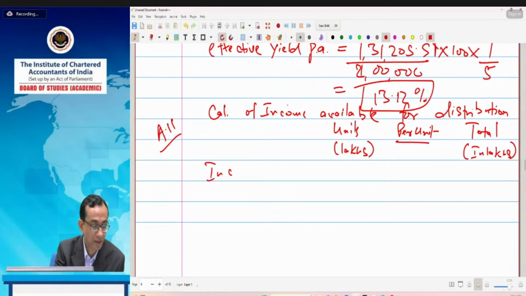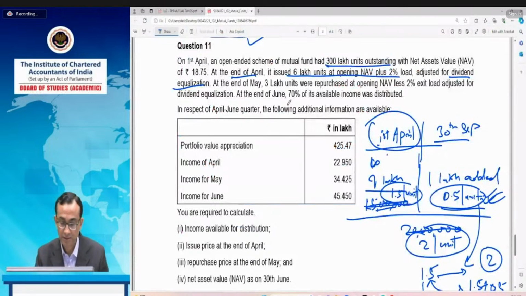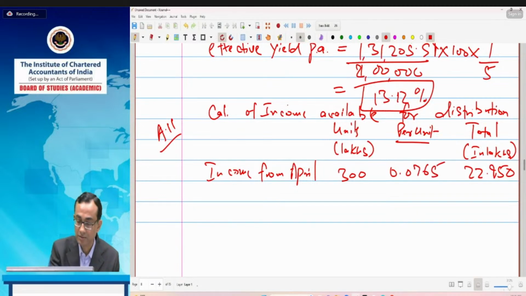So income from April. Units are 300 lakh and total income given in the question for the month of April is 22.950. So we'll divide 22.95 lakhs by the number of units, 300 lakh. We will arrive at 0.0765.